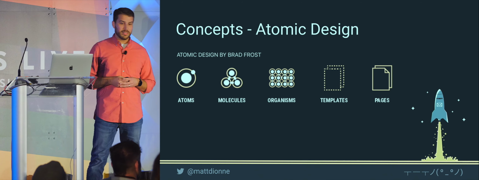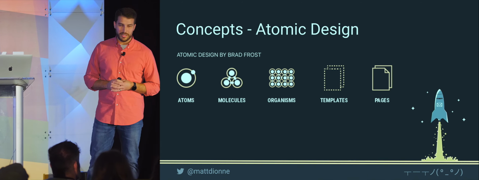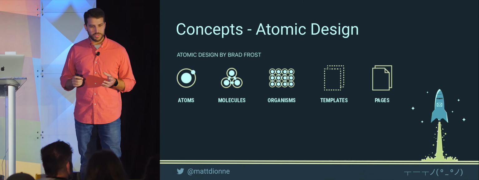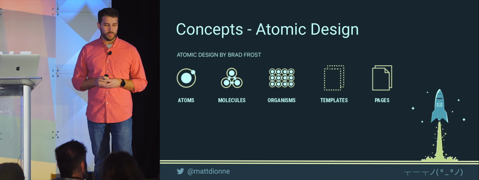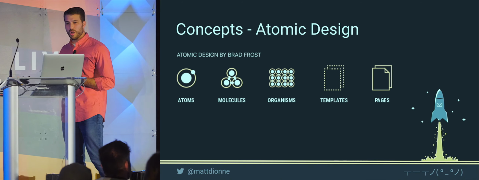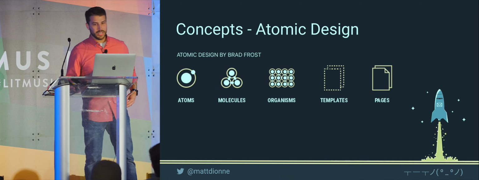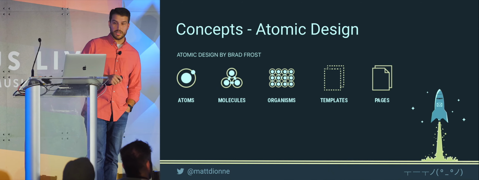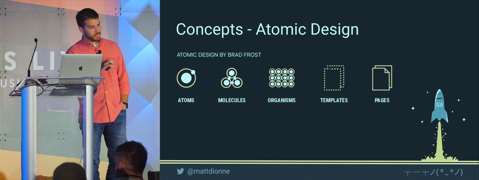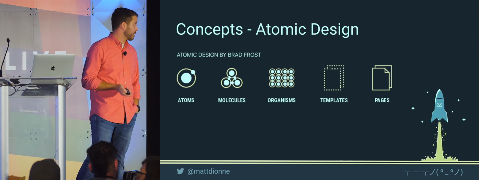So atomic design, this is something by Brad Frost. I know it's been publicized on the internet quite a bit, and there's been a bunch of talks on it, so I'm not going to go into too much detail, but it's essentially breaking down a system into its smallest possible parts and then reassembling them into larger collections to form new structures and layouts. So you have atoms at the smallest level that get grouped into molecules, grouped into organisms, etc.